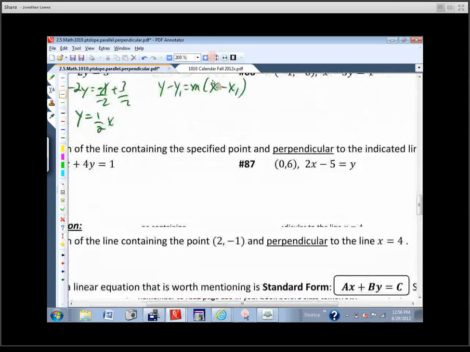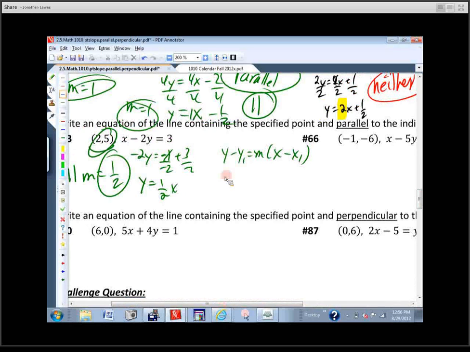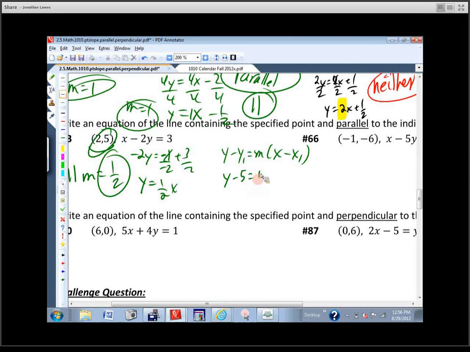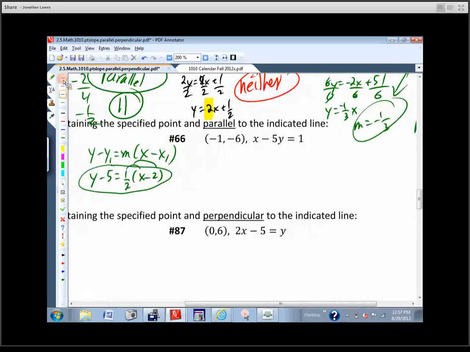So y minus y1 equals m times x minus x1. Y minus 5 equals 1/2 times x minus 2. Point slope form. This one wouldn't even be hard to put into slope-intercept form. Can somebody tell me why this one's particularly easy to put in? Yeah, because if I distribute through a half, what's half of 2? A 1. It would be a whole number, not even any fractions to work with as far as the y-intercept on that one. Okay? Questions there?